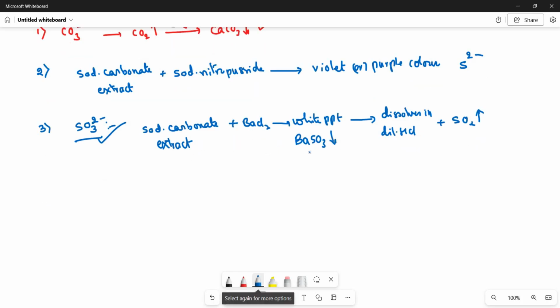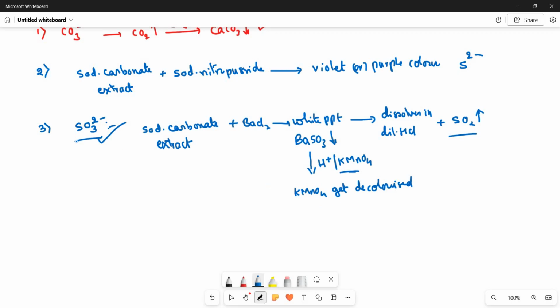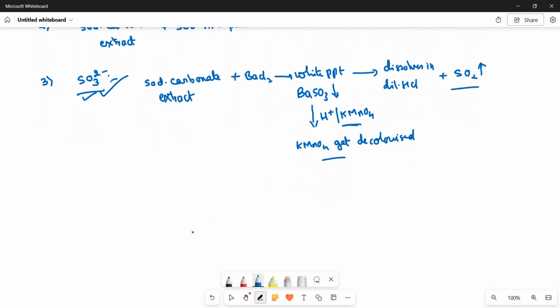Another test for this one is when barium sulfite is passed through acidified potassium permanganate, H plus KMnO4 solution. Here the color of the potassium permanganate gets decolorized. So KMnO4 loses the color. These two tests confirm the presence of the sulfite ion in the given salt.